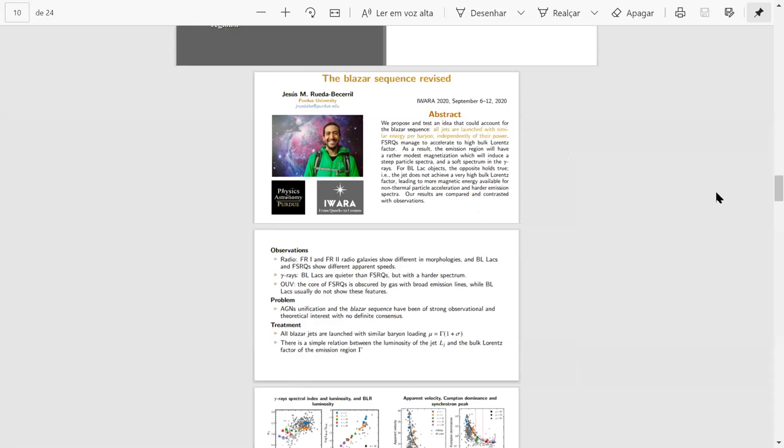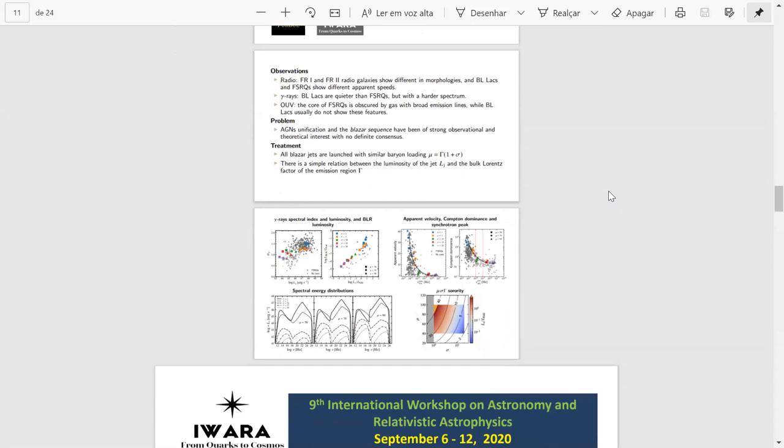On the other side, we have the BL Lac objects, which are not so powerful, but they do show high magnetic fields. This is motivated by observations where BL Lacs and FSRQs show different apparent speeds in radio observations. In gamma rays, FSRQs show a soft spectrum, while BL Lacs show a hard spectrum. This brought the question of whether there is a blazar sequence, proposed in 1988 by Fossati et al.